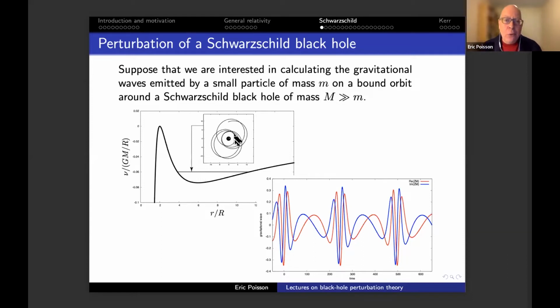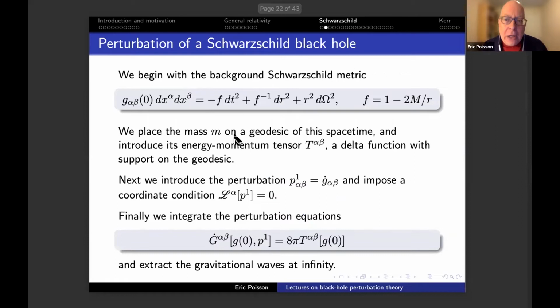So that's one of the goals of perturbation theory, is to make that connection between what is happening at the source and relate it to what is revealed in the gravitational wave signal. So that's the context I want to consider here. All right, so how do we start?